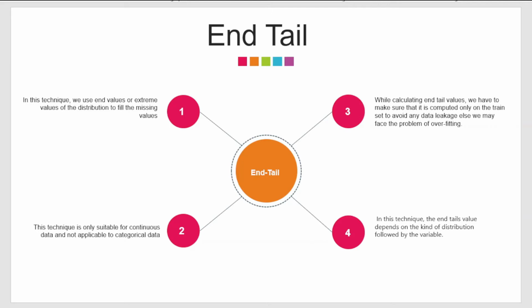Next thing is that this technique can only be used for numerical data. We cannot use it with categorical data. One thing that we have to keep in mind while calculating the end-tail values is that we have to split the data into train and test in order to avoid data leakage and to test whether this technique will be useful during the deployment process or not.